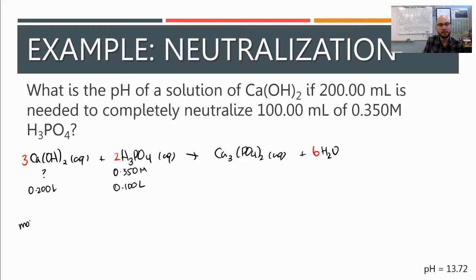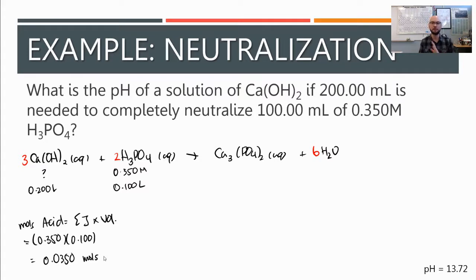So instead of figuring out moles of base, I'm going to figure out moles of acid, which is equal to the concentration multiplied by the volume, which works out to being 0.350 times 0.100, which gives us 0.0350 moles. Right? Anytime we multiply by 0.1, it just moves that decimal over 1. So 0.0350 moles of H3PO4 was needed to neutralize this calcium hydroxide.